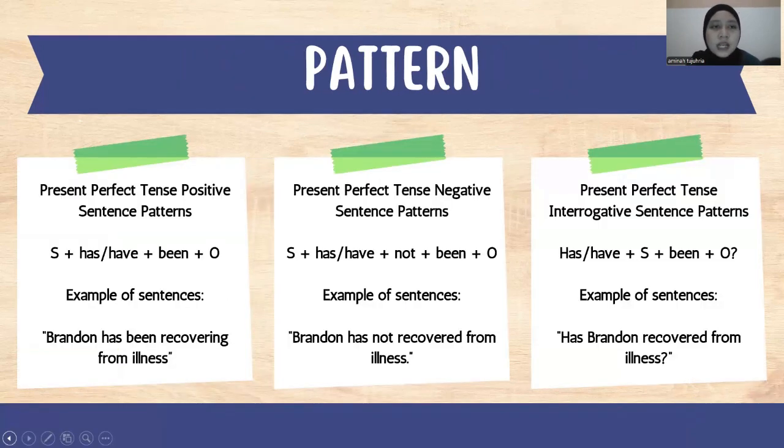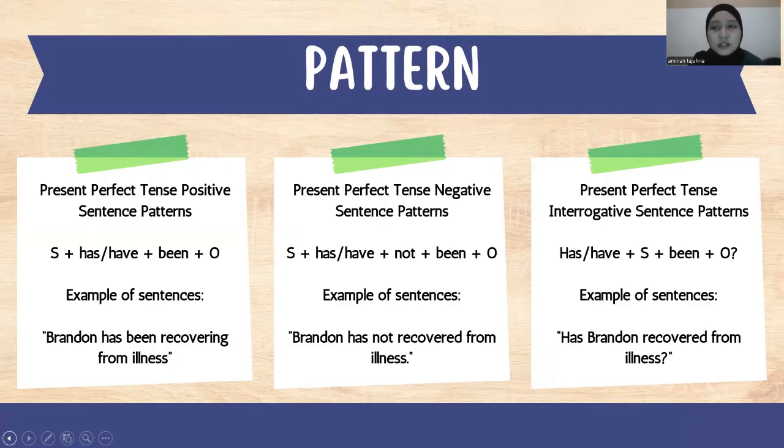And for the pattern, for the positive sentence, the pattern is subject plus has or have plus been plus object. For the example, Brandon has been recovering from illness. And for negative sentence, the pattern is subject plus has or have plus not plus been plus object. For the example, Brandon has not recovered from illness.